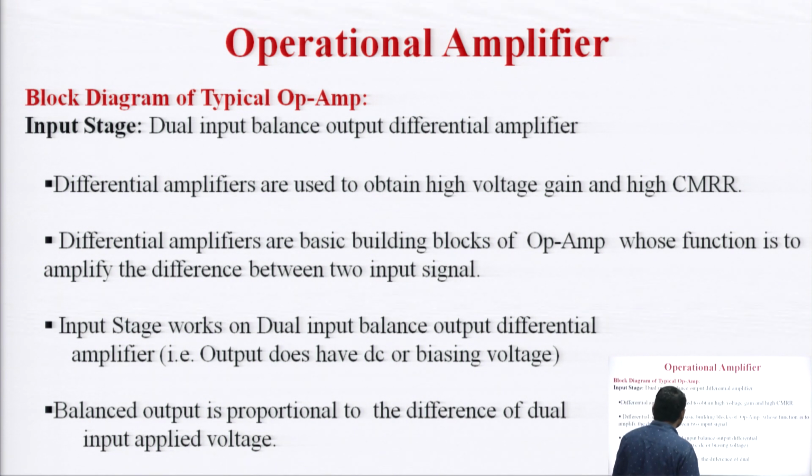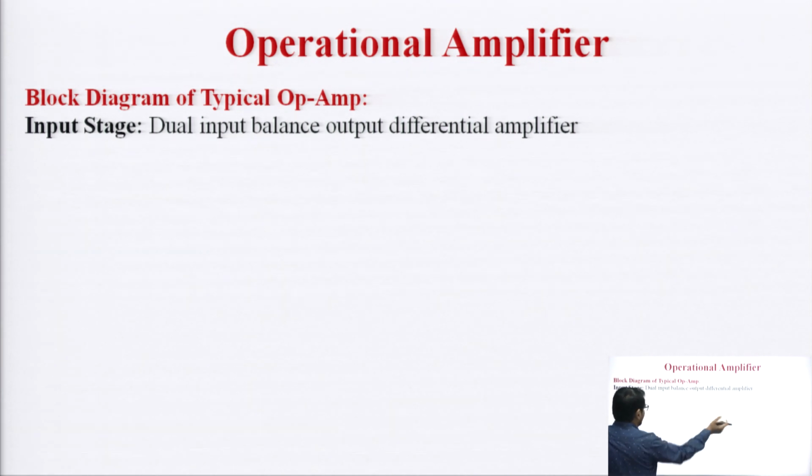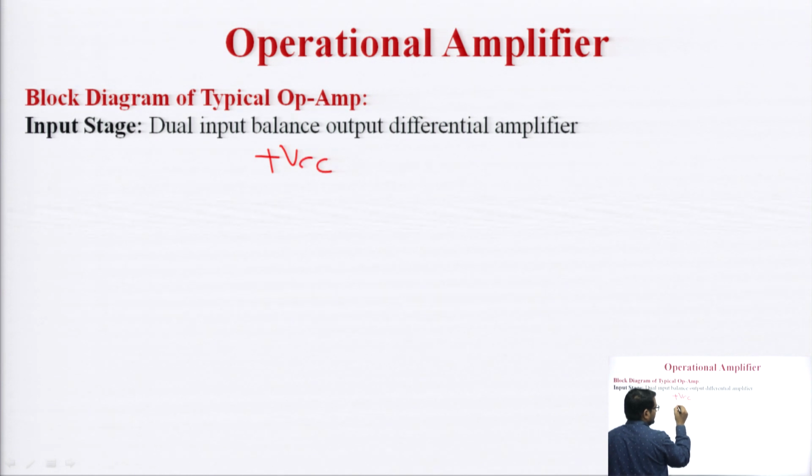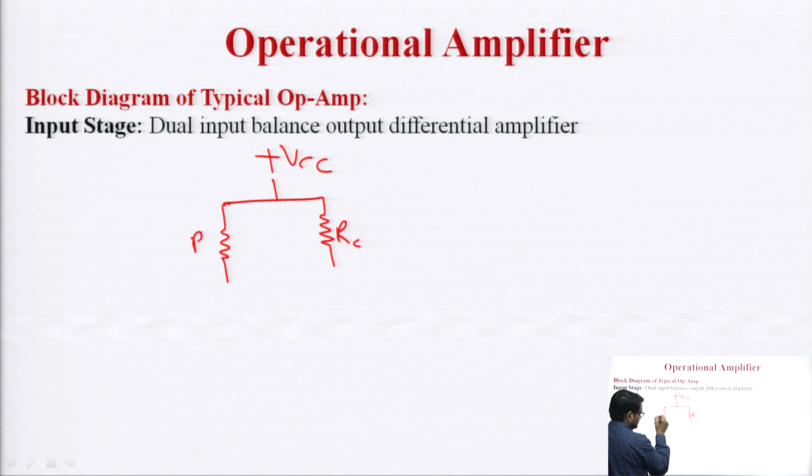Okay. We discuss this part. The output does not have a DC or biasing voltage. So we take a typical diagram of a differential amplifier. It is made with two identical BJT transistors Q1 and Q2.